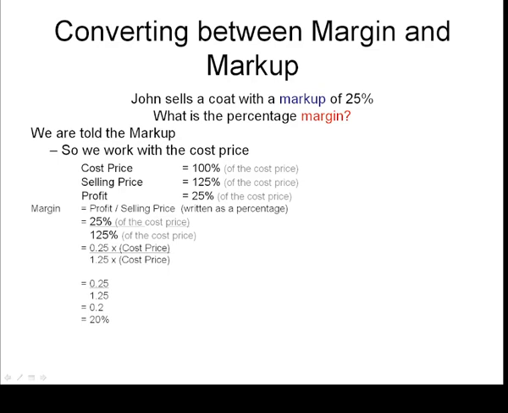So again, we were told the markup, so we're dealing with the cost price. We want the margin, so we write the profit as a fraction of the selling price and convert to a percentage. And again, the reason we can cancel down is because, just as with fractions, we can split the fraction out and we can simplify it by eliminating the cost price.